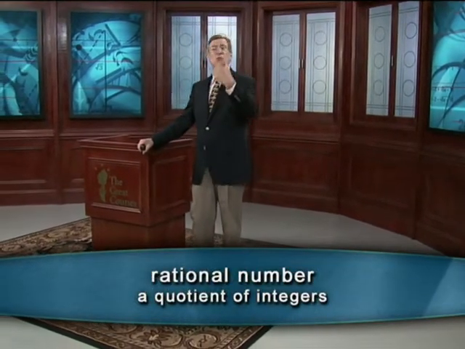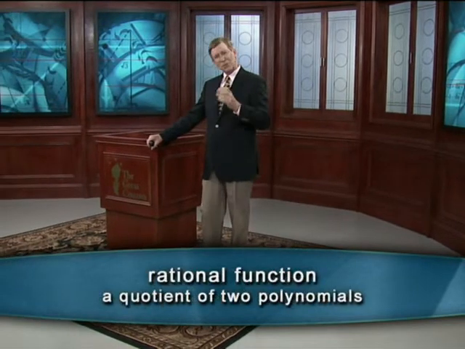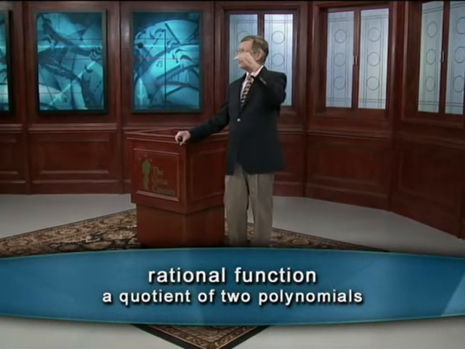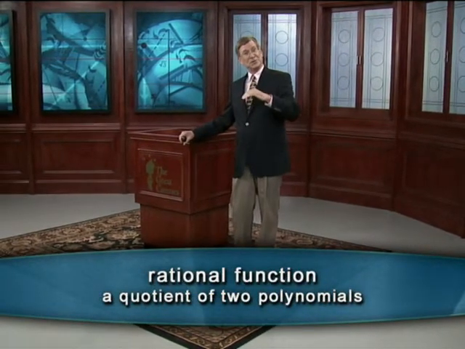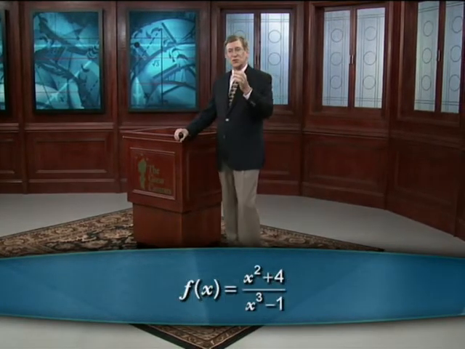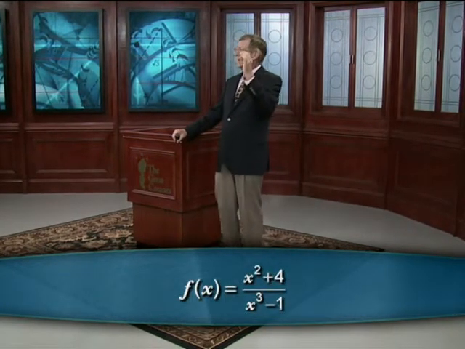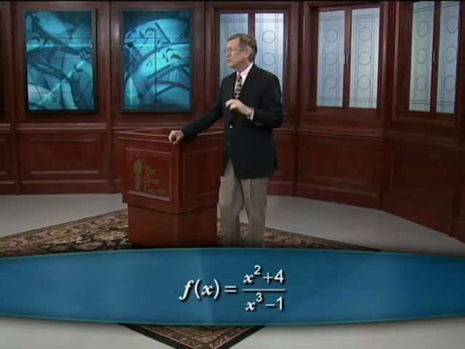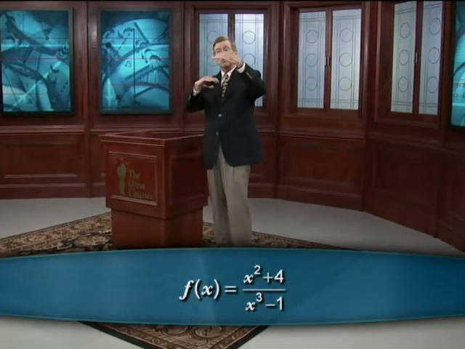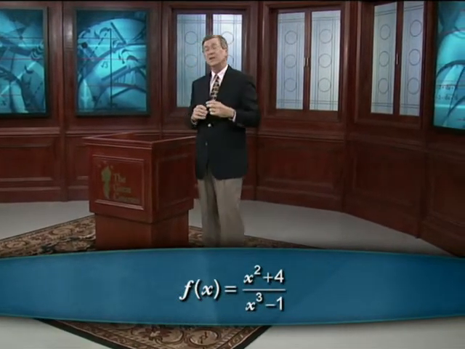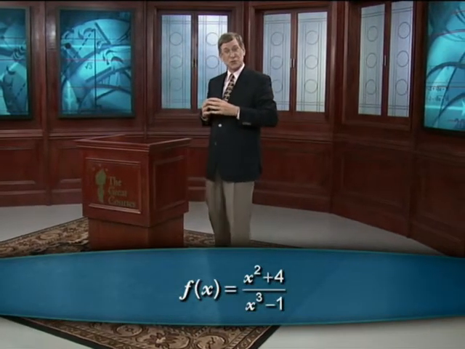You'll remember that a rational number, or a fraction, is a quotient of two integers, like 2 over 3, 2/3. Well, a rational function is a quotient of two polynomials. For instance, the rational function f of x equals x squared plus 4 over x cubed minus 1 is a quotient of two polynomials, and that's an example of a rational function.